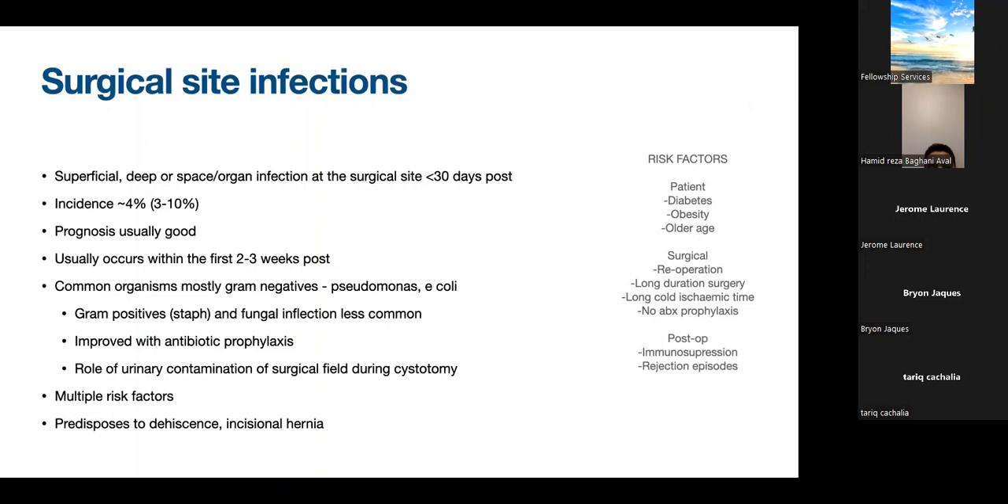But definitely the incidence has improved with antibiotic prophylaxis, and there's clearly some role with the gram-negative involvement of urinary contamination of the surgical field being possibly a culprit for why we get some of these gram-negative wound infections. There are lots of risk factors, as we mentioned, for getting wound infections, and it also predisposes you to further problems like dehiscence and incisional hernia.